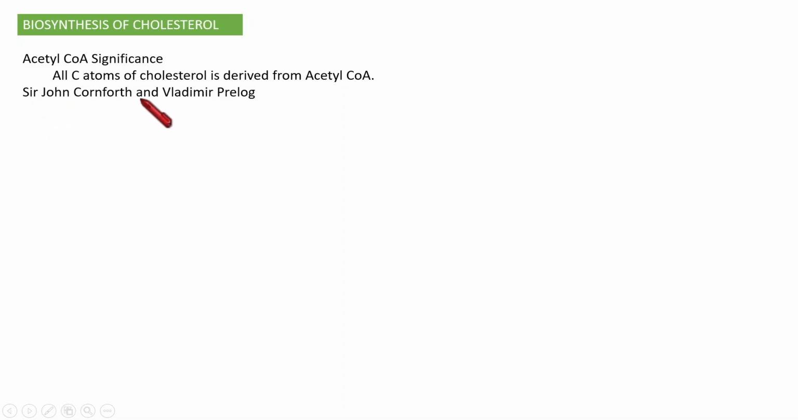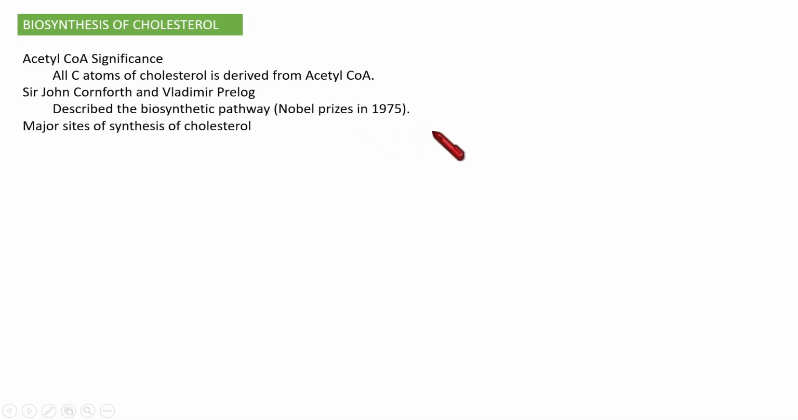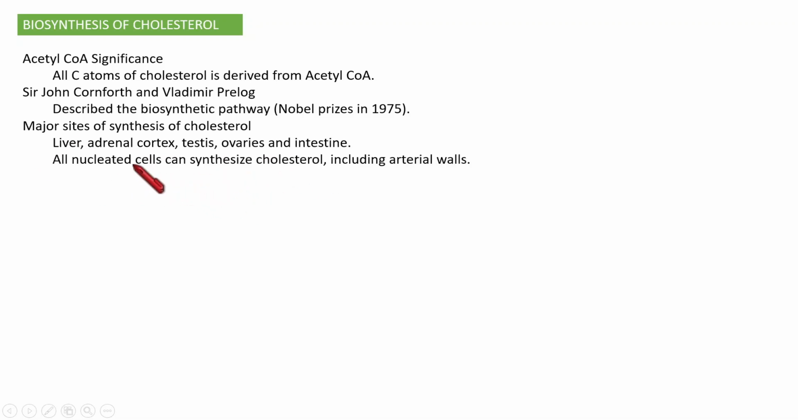Next, we need to understand about two scientists, Sir John Cornforth and Vladimir Prelog. What was their role? They elucidated the biosynthetic pathway of cholesterol and received Nobel Prizes in 1975. And what are the main sites of synthesis of cholesterol? Mainly cholesterol is synthesized in the liver, adrenal cortex, testes, ovaries and intestine. So these are the main sites. Along with that, all nucleated cells can synthesize cholesterol, including arterial walls.